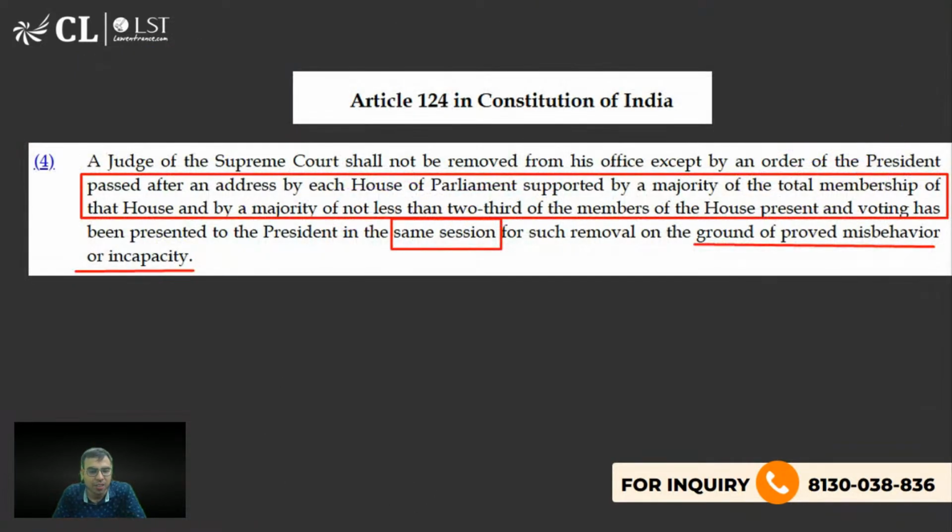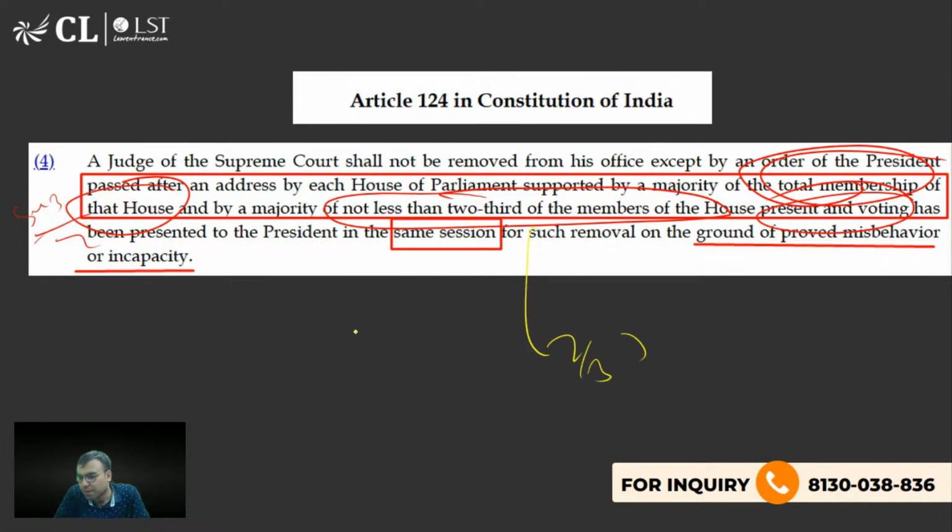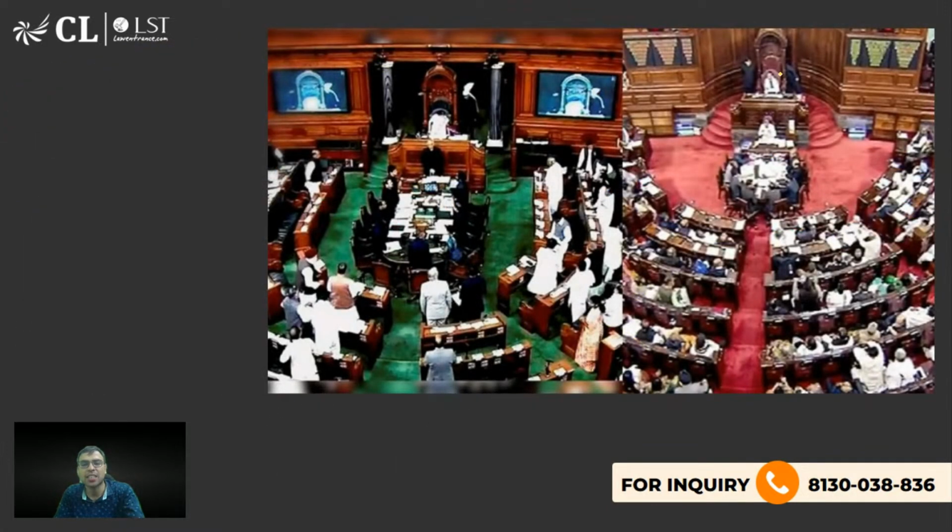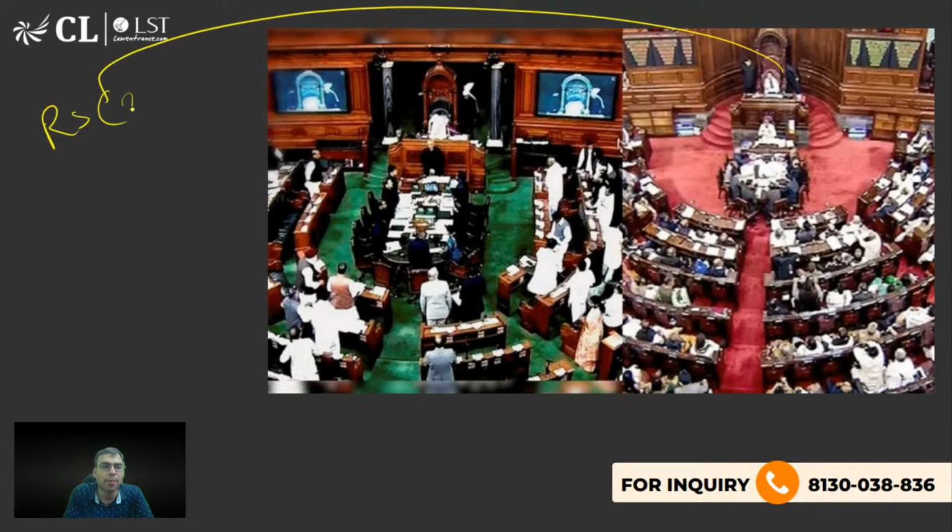First क्या लिखा है देखो, supported by a total membership, मतलब 543 का half in case of Lok Sabha, and a majority of not less than 2/3 present and voting. तो जितने लोग प्रेजेंट हैं उसके 2/3 पास होना चाहिए. Yes. Similar is the case with Rajya Sabha. So if Rajya Sabha में there are 245 members, first condition half को approve करना है. 245 by 2 means 122, यानी 123 लोग should be there.